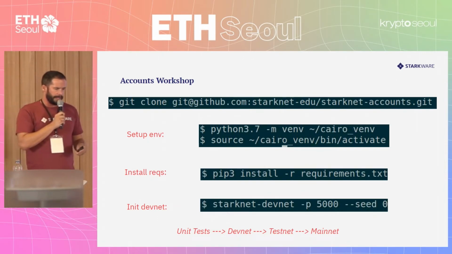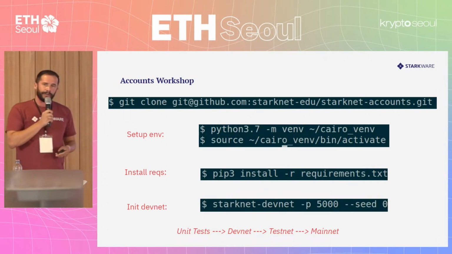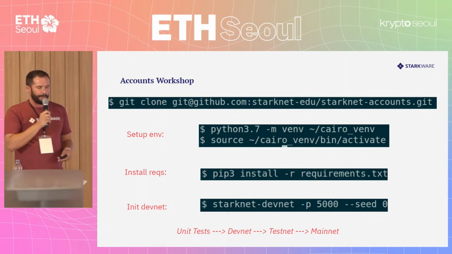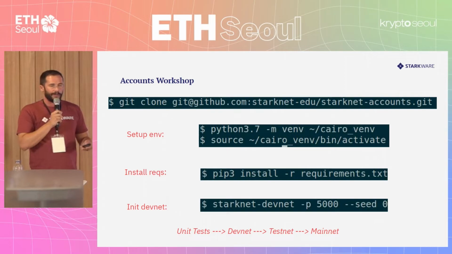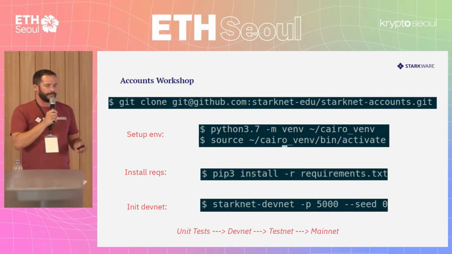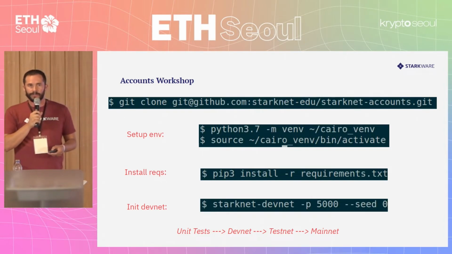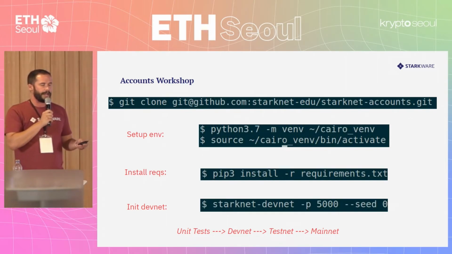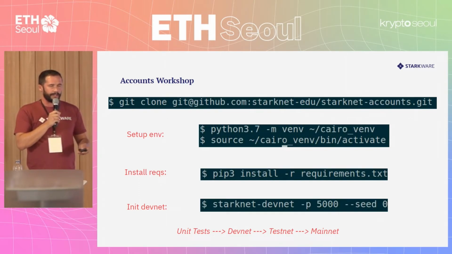So the environment for developing Cairo looks like this. In setup env, you need a Python virtual environment, and you need to activate it. We're going to install the requirements. So the requirements for this tutorial are the Open Zeppelin Cairo contracts, which we talked about a bit. It is the Cairo language itself, including StarkNet and the StarkNet DevNet.